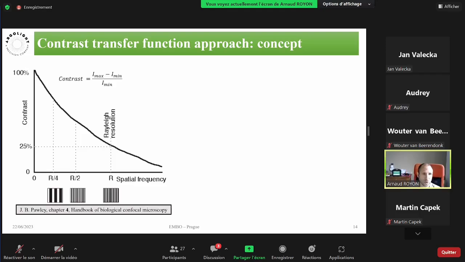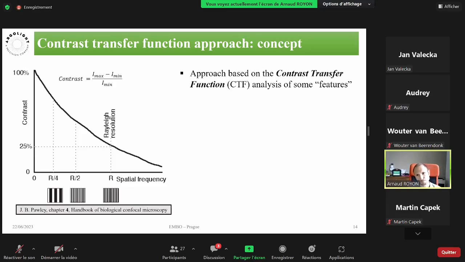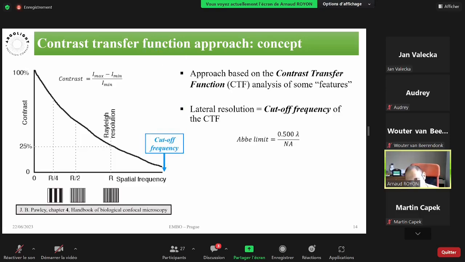Quite simply, it is a graph that plots the contrast versus the size of some features in an image. It can also be plotted, instead of using the spacings, using the spatial frequencies of the features in the image. In that case, the lateral resolution is the cutoff frequency of the contrast transfer function. This is called the upper limit, and it is given by this equation with a coefficient of 0.5.